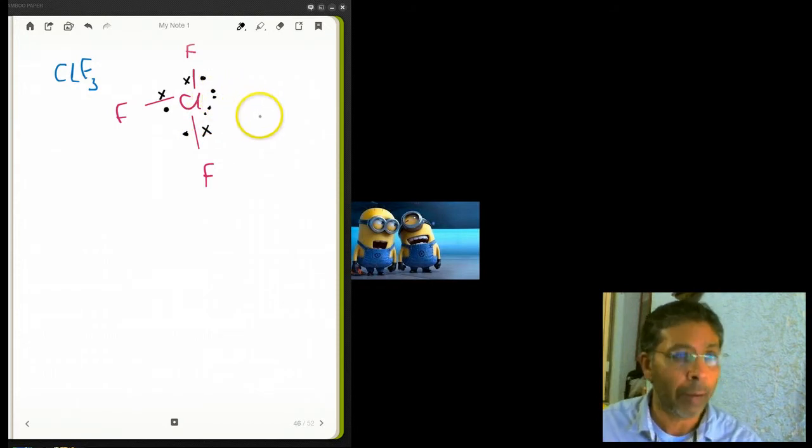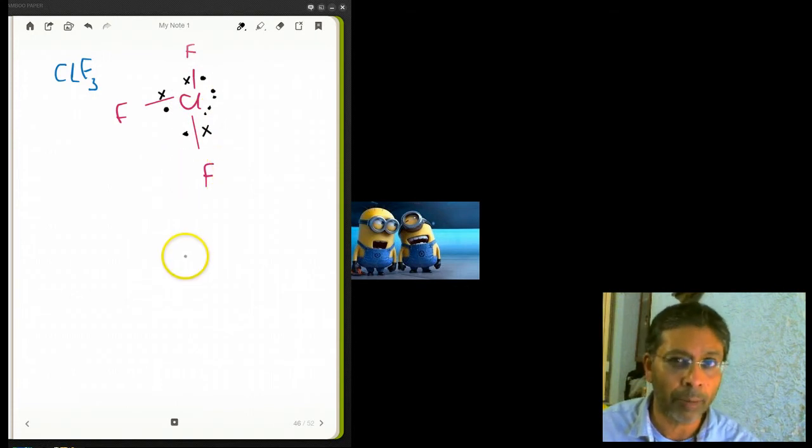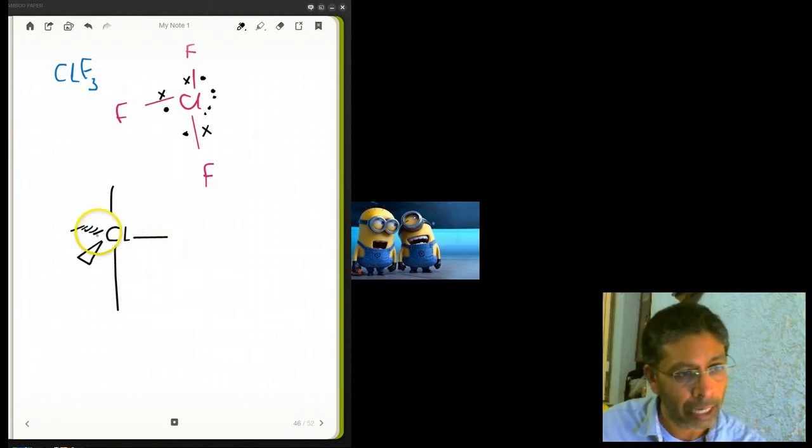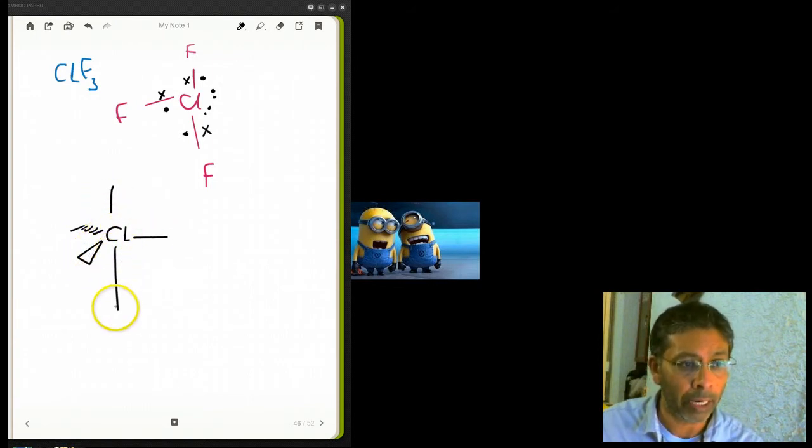So we have how many electron regions? 1, 2, 3, 4, 5. Now think back to 5 electron regions. Do you remember that? It was trigonal bipyramid. And we drew it like this. Let me just explain this 3D drawing now. The dashed line means that the bond is going away from you. And that triangle or the wedge shape means that the bond is coming towards you, whereas these are in the plane of the paper.